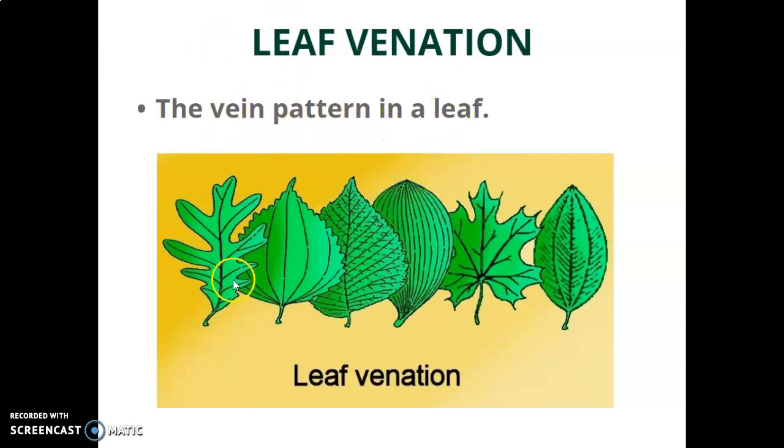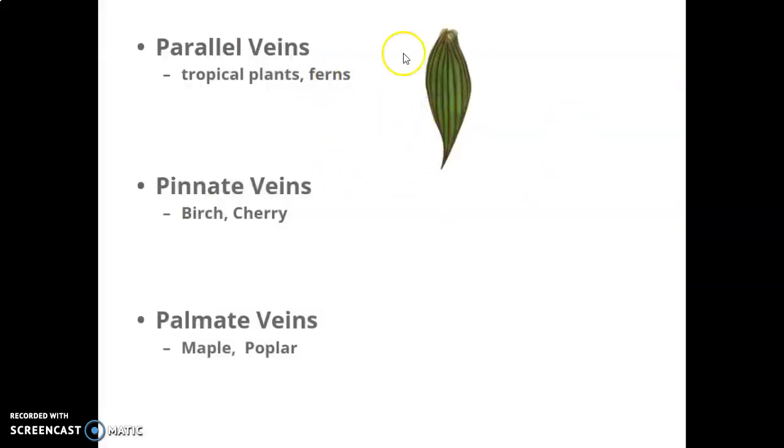So the vein pattern is these little veins that are running through. What shapes are they in? And you can see we have a wide variety of them here that actually give the leaf quite a bit of character and help us to identify what it would look like. And so there's three main types.